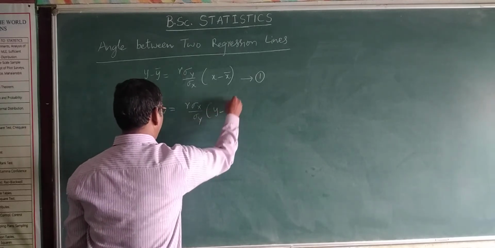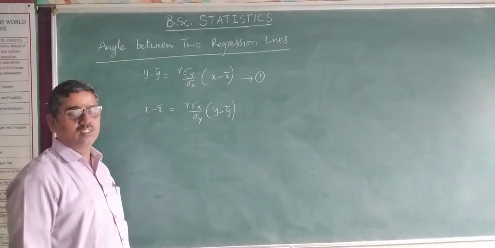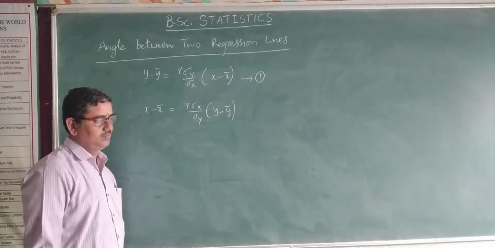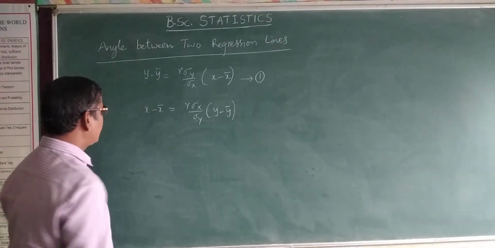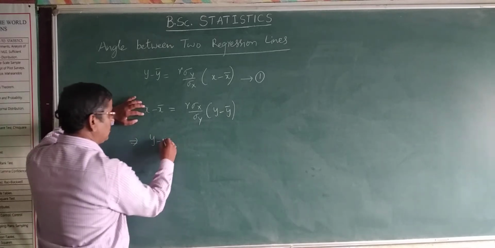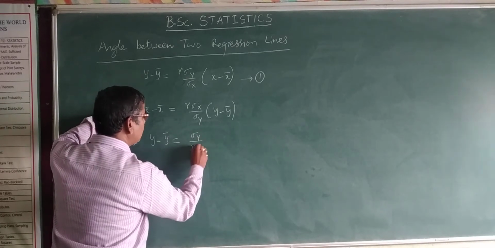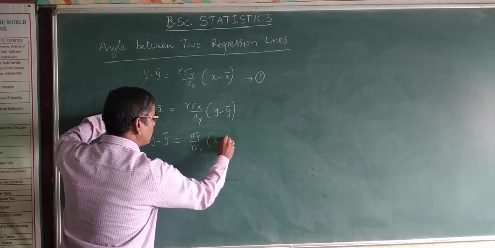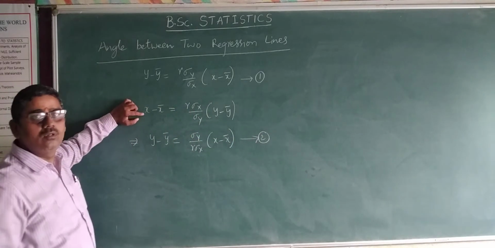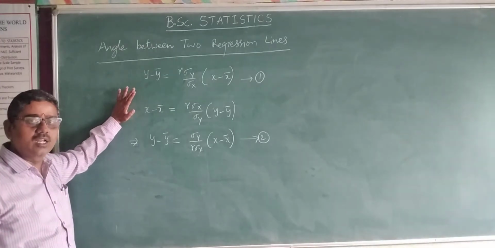To get similar lines, the same kind of lines, to formulate it, I change this line as y minus y bar is equal to sigma y by r sigma x into x minus x bar. Do you understand this? Here I consider this equation 2. For two similar equations, we can find the regression lines.